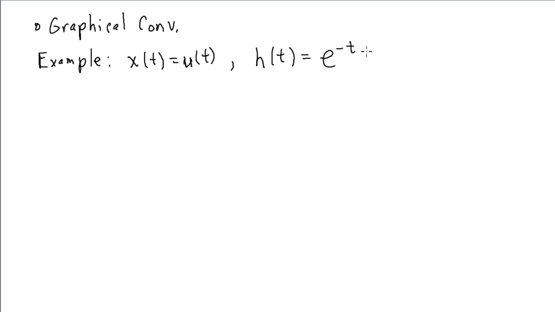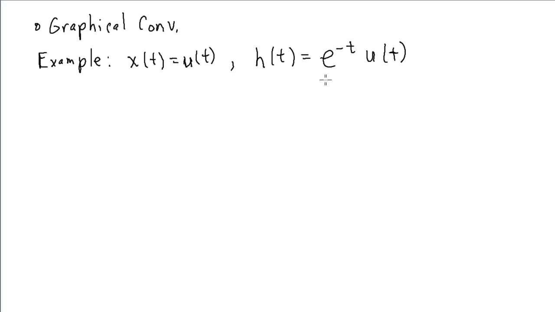So the first example we'll look at is convolving a unit step, u of t, with a function h of t that's equal to a switched exponential, e to the minus t u of t. So again, you can think of this as the response of a circuit, in this case an RC circuit, that has this impulse response, and we'll calculate the output in response to a unit step.